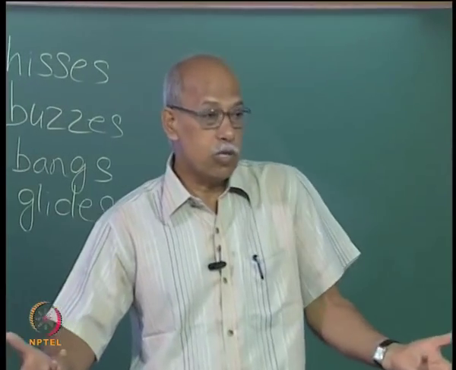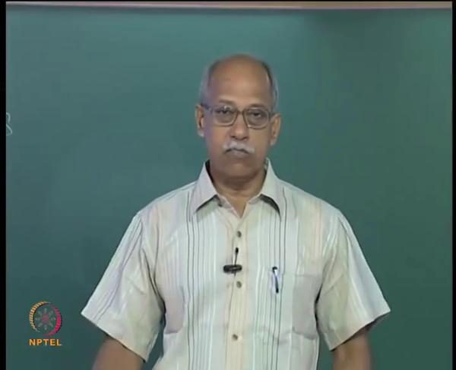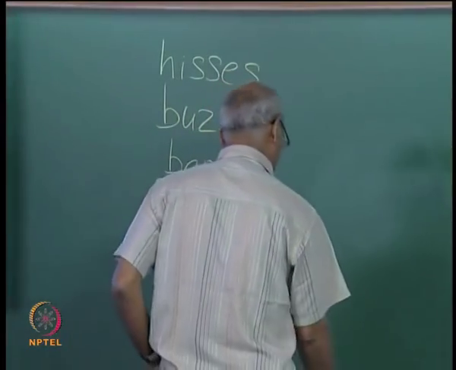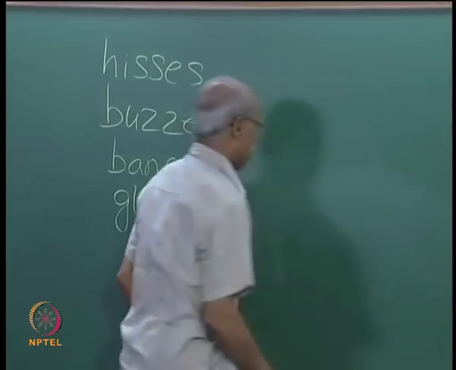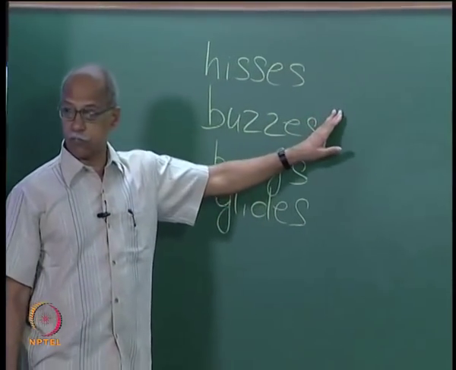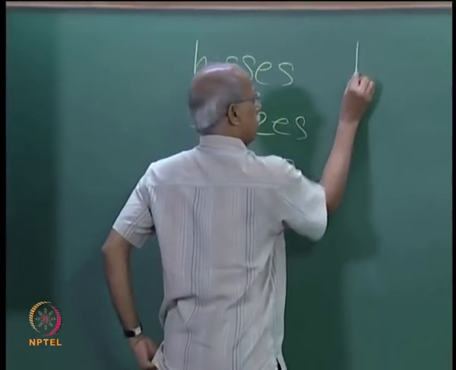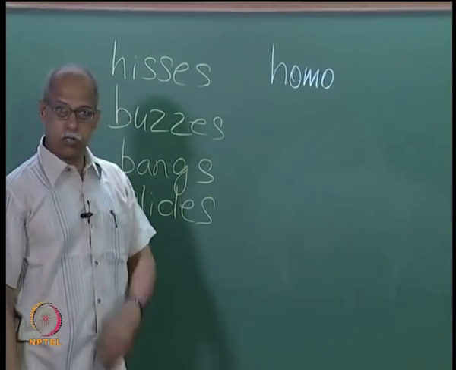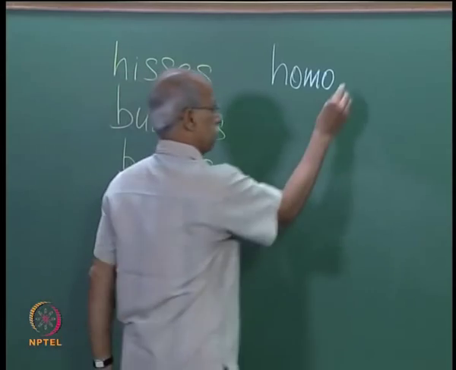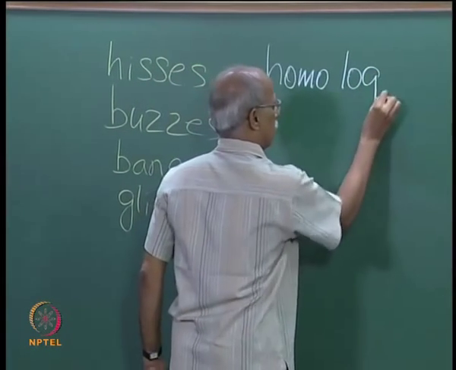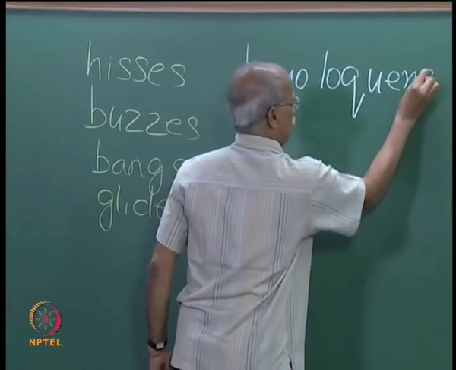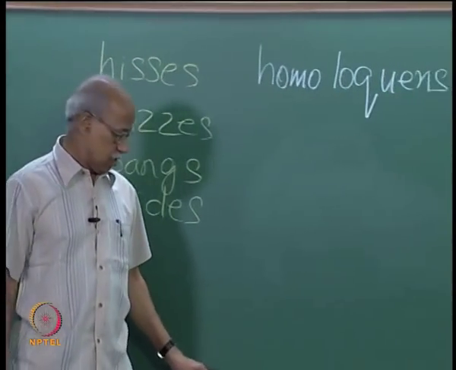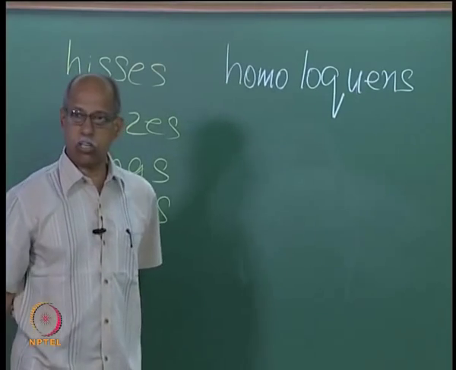How do human beings do that? What has God given them? Some Greek philosophers called human beings, no, Homo sapiens is because of other biological features. This is Homo loquens, speaking animal, right, talking animal.